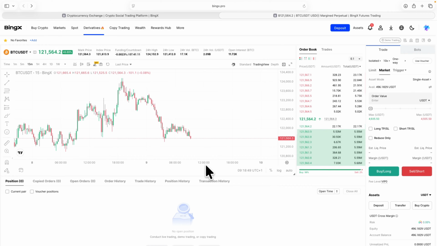Now, to take the trade, you come right here to the right side of the screen, the extreme right side where my cursor is. This is where you actually take your futures trades on BingX or even any exchange.